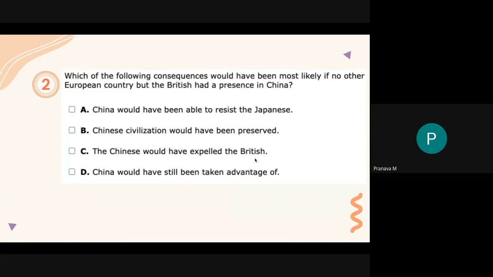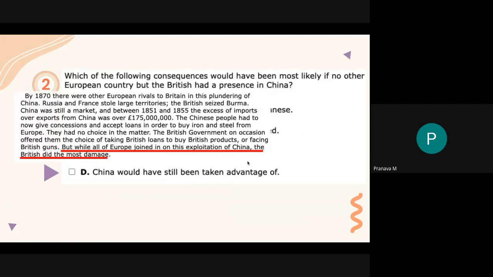It's implied that the British were strong enough to overpower the Chinese on their own. So D is the correct answer. And that's the most direct evidence for it.